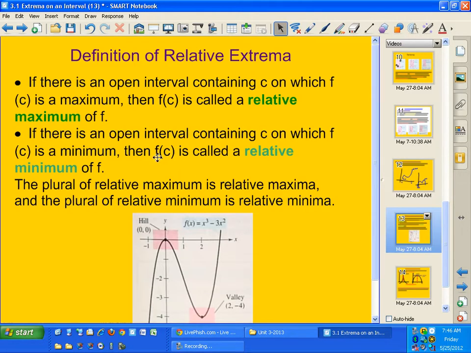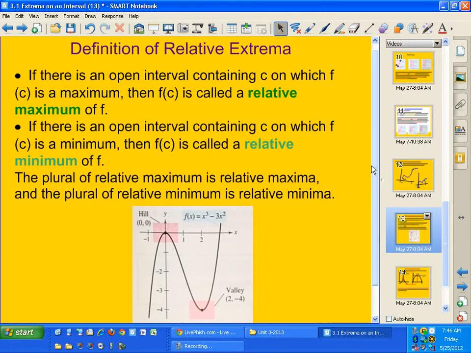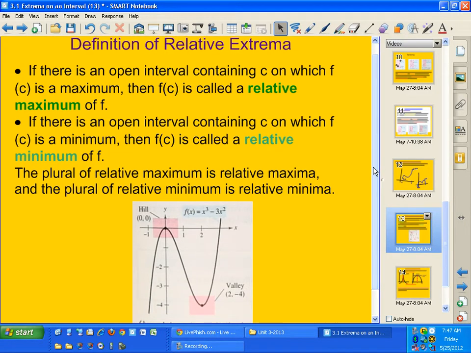Then relative extrema is what we're going to spend more of our time on. Relative extrema are the maximums and minimums in a function that is continuous. The difference is you have an open interval for relative extrema instead of the closed interval for absolute. Again, for relative extrema you'll have an f of c value that is the biggest in the function when it's a maximum, and you'll have an f of c value that is the smallest when it is a relative minimum.